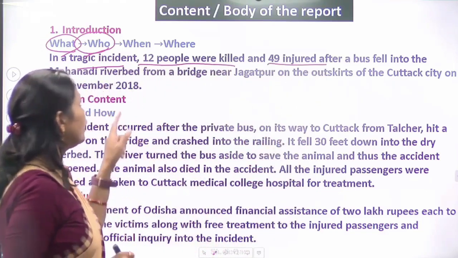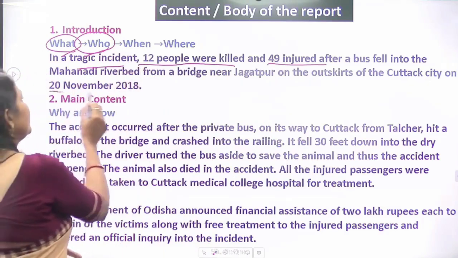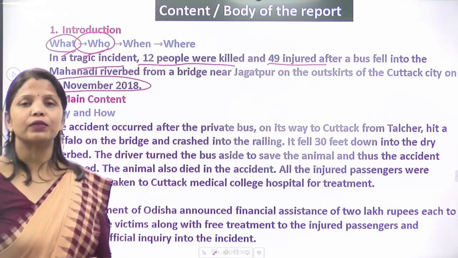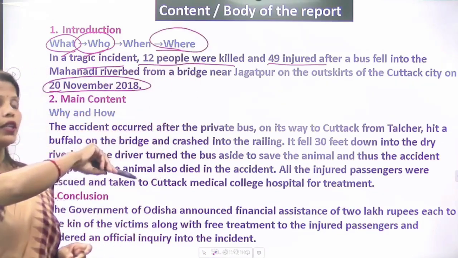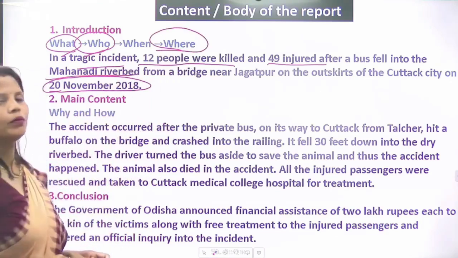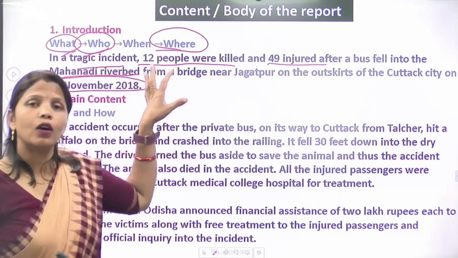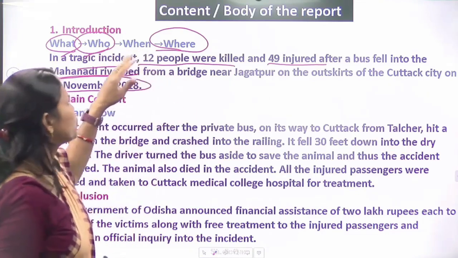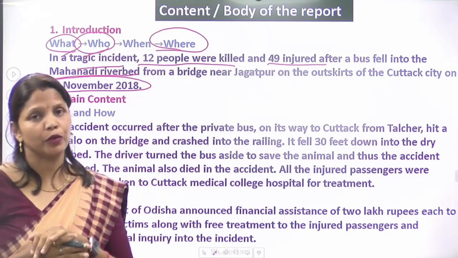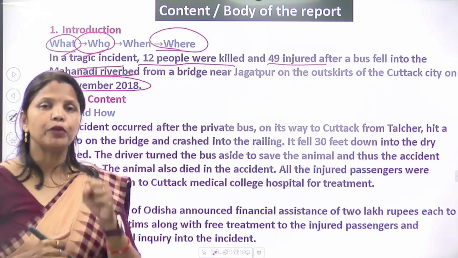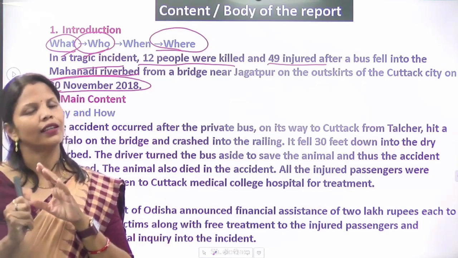Then when did it happen? Yes, it is there. It happened on 20 November 2018. Correct? And where did it happen? On the Mahanadi river bed. So in the introduction part, we will get all the answers to the four questions. Remember the 4 W's: what, who, when, where.